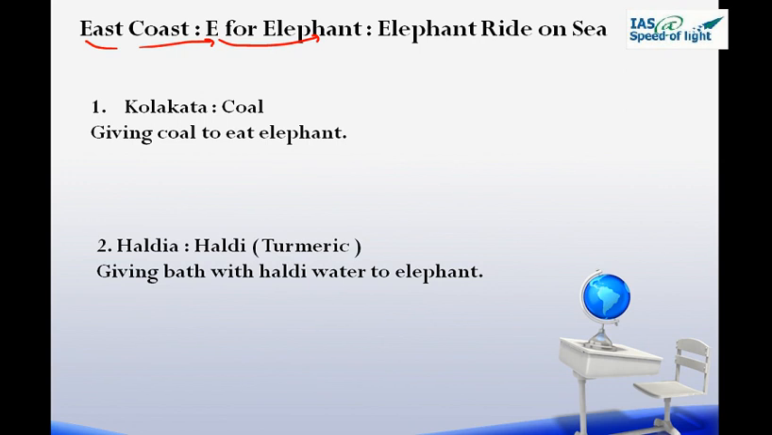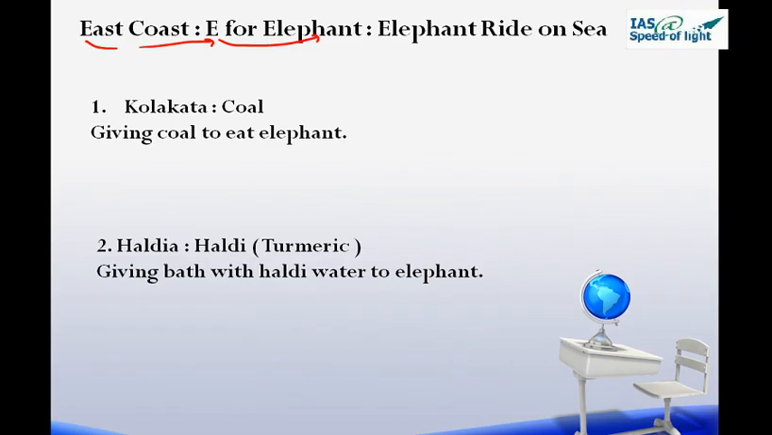Like this, the elephant eats coal. Okay, so without eating coal, he will not move further. So you are giving the elephant coal. So from coal we get Kolkata. Kolkata becomes coal. So the first thing we are relating in this journey is giving coal to the elephant.